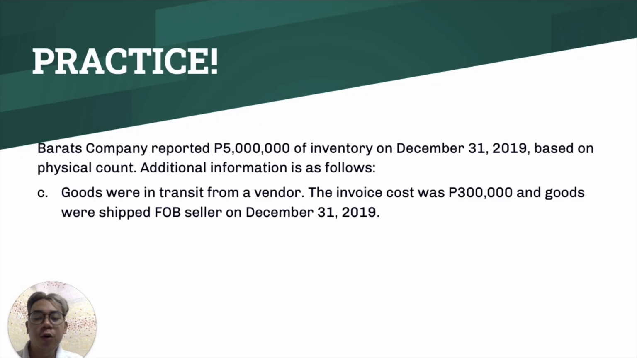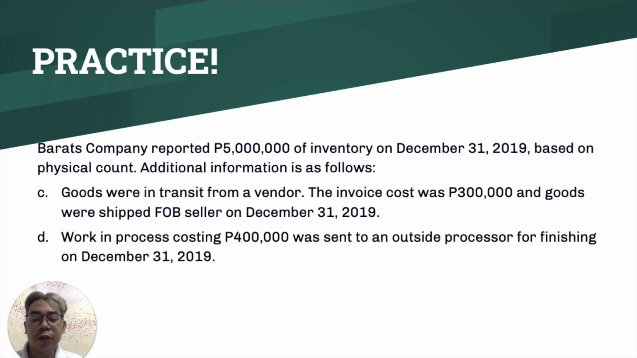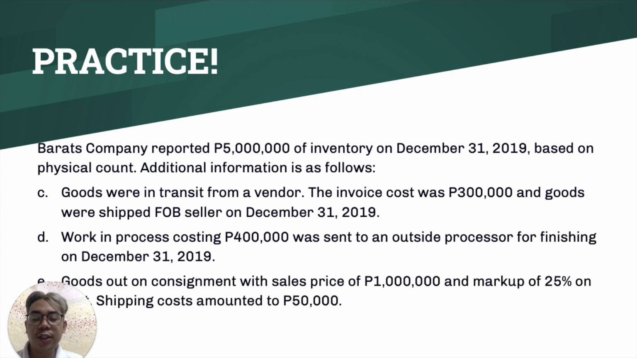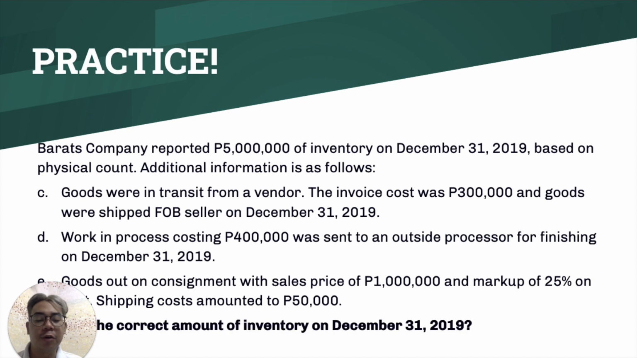Letter C, goods were in transit from a vendor. The invoice cost was 300,000 and goods were shipped FOB seller on December 31, 2019. Letter D, work in process costing 400,000 was sent to an outside processor for finishing on December 31, 2019. And letter E, goods out on consignment with sales price of 1 million and markup of 25% on cost. Shipping cost amounted to 50,000 pesos. The question is, what is the correct amount of inventory on December 31, 2019?